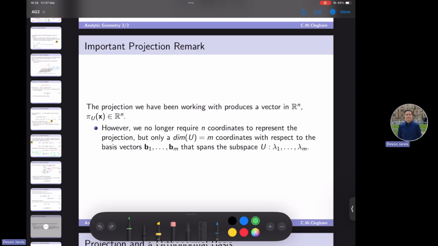Okay, so again, you can reiterate the previous points, which is to say that the projection we've been working with produces a vector in Rn. However, you no longer require n coordinates to represent that projection, but only as many as you had basis vectors, the dimension of my subspace. So that's m coordinates with respect to our basis vectors B. And again, the whole idea here is that if your projection space is much lower dimension, then you can save a lot of these coefficients. And these coefficients are usually how we're storing data.